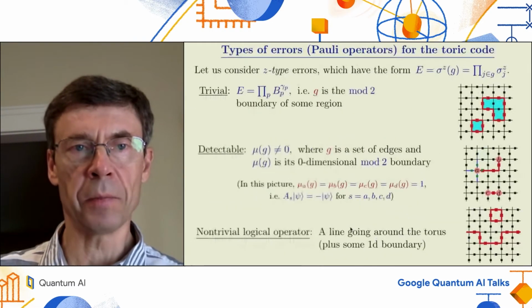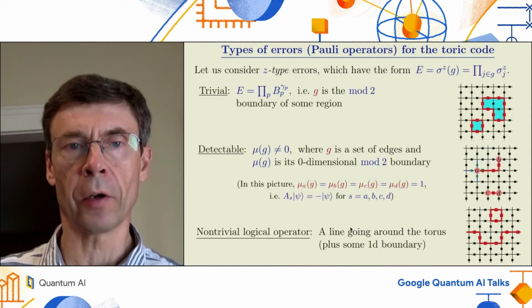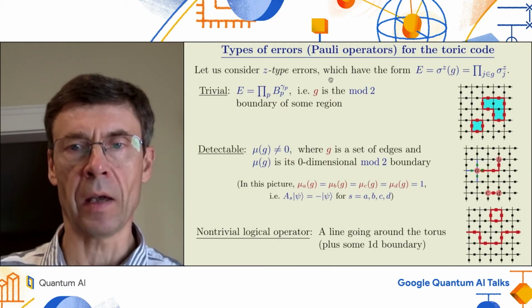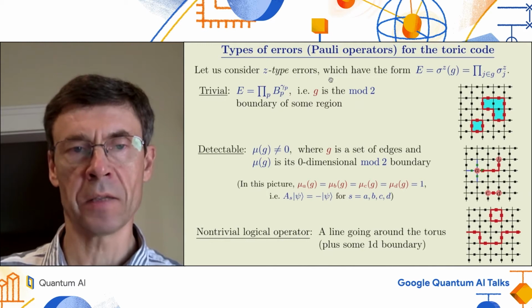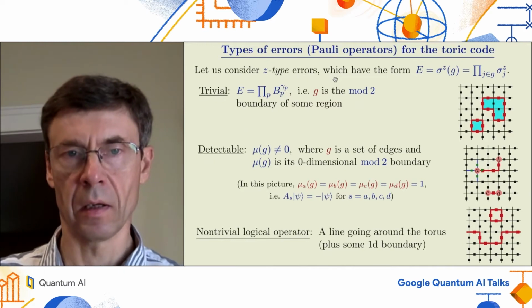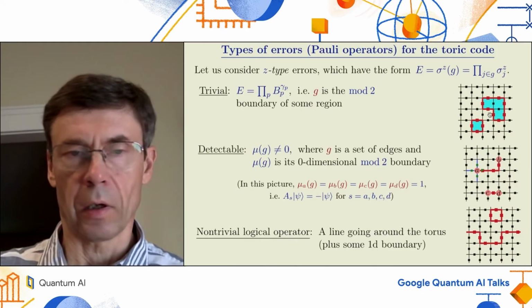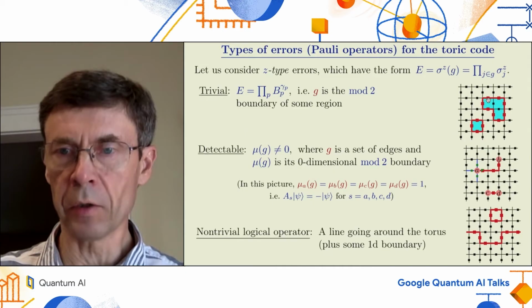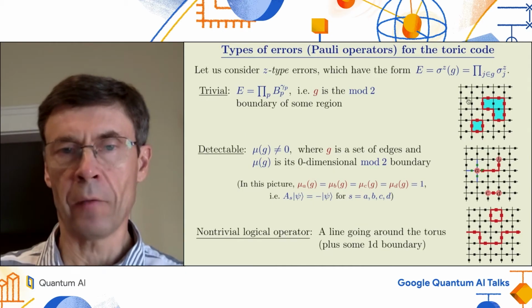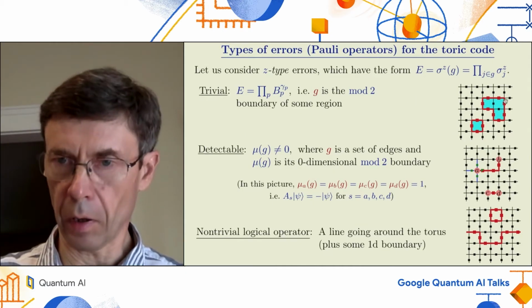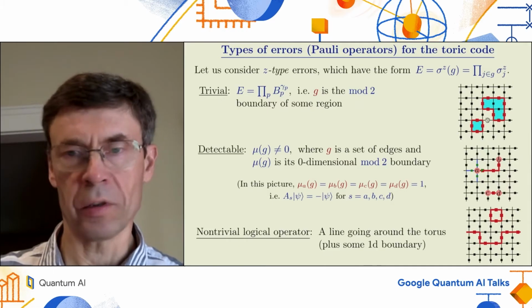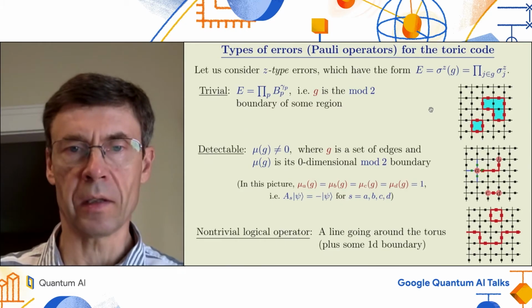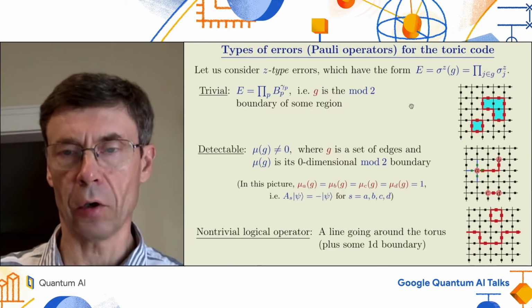Now, let's apply these concepts to the toric code. We can consider Z-type errors and X-type errors separately. Let's focus on Z errors. An error is just a set of qubits, and qubits belong to edges of the lattice. Therefore, we may picture an error as a line or set of lines on the lattice. In other words, it's a Z2 chain on the lattice graph.